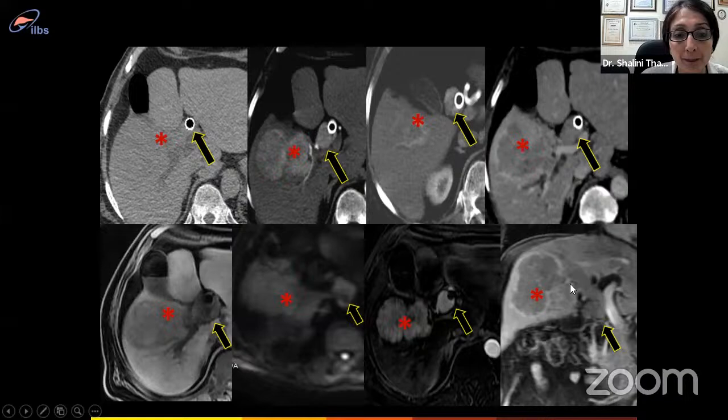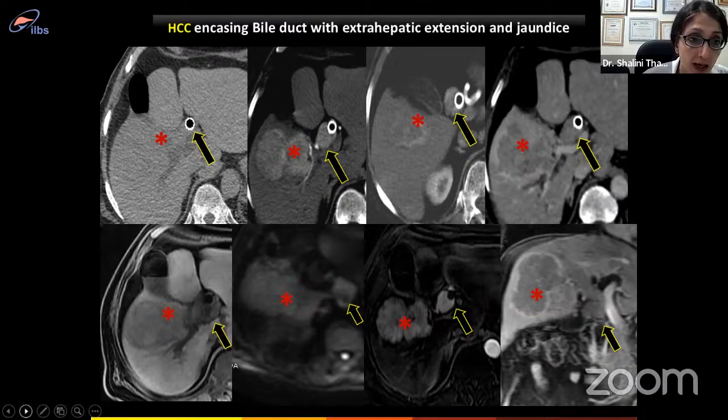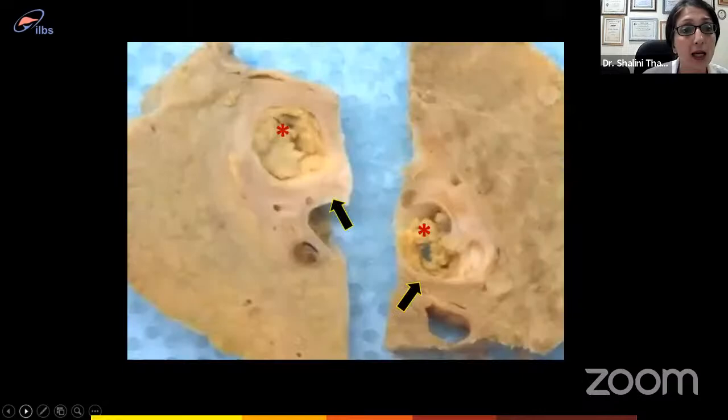vein. So this is an HCC which is invading, with extrahepatic extension into the bile duct, along with being the cause of obstructive jaundice. Now this again is a very, very rare presentation of HCC, and it's usually seen in the Asian population more than the Western population as I searched the literature. Here is the cut section of the resected liver from this patient who underwent an extended right hepatectomy, and this is the tumor invading the bile duct here and the rounded encasement of the mass lesion.